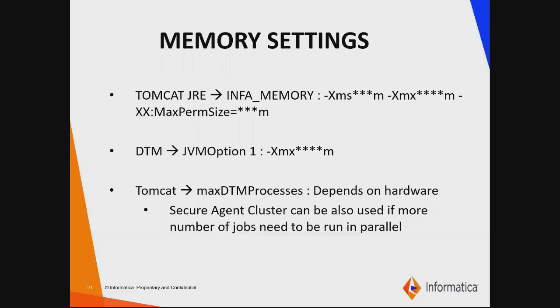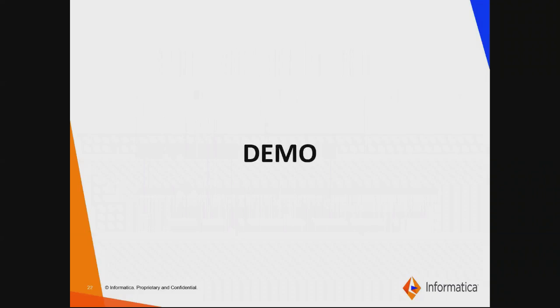Agent can run only two jobs. A single agent can run only two jobs. So we have a property called max DTM process, which can be set accordingly, and it completely depends on the hardware that the agent is running on. Secure agent cluster can help run multiple jobs in parallel when you have multiple agents in your single group.